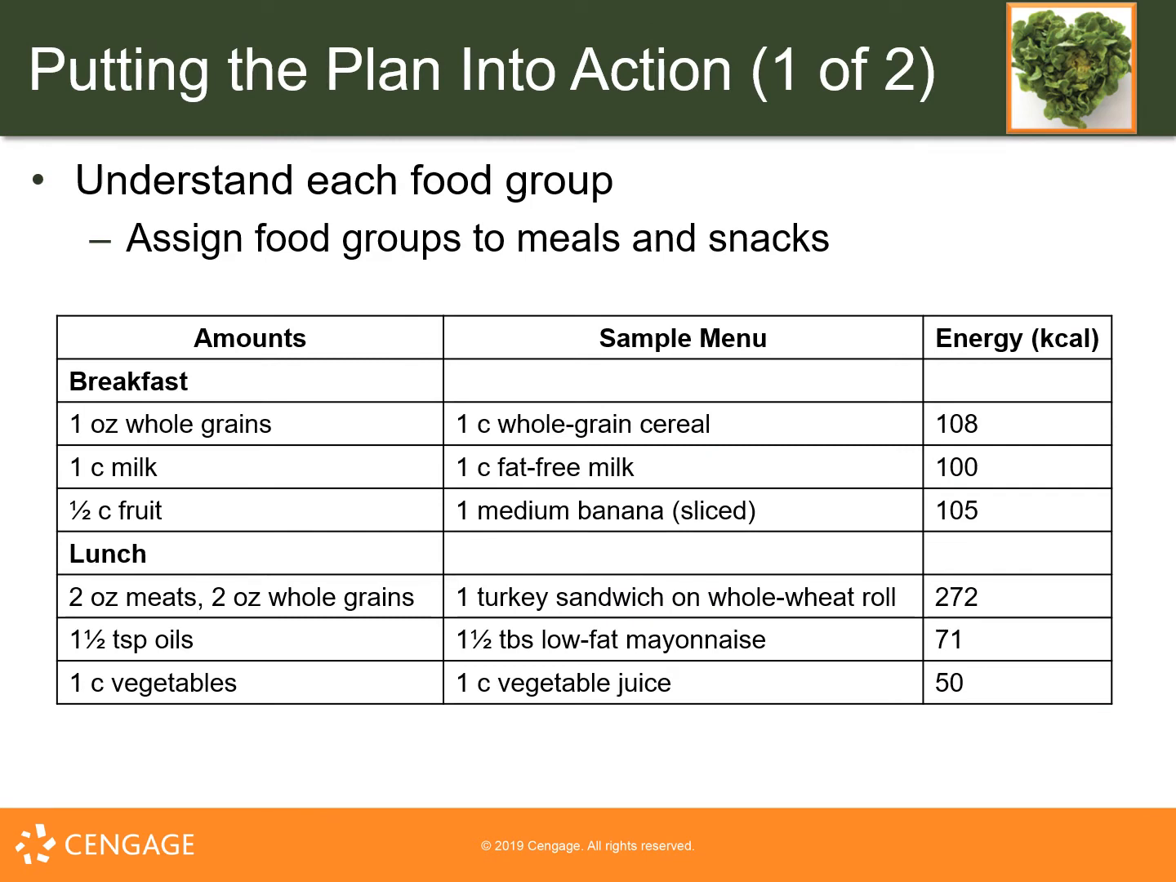Putting the plan into action. So here's an example of putting a meal plan into action. So you can see breakfast, you have the amounts. In this example, the goal would be to have 1 ounce of whole grains, 1 cup of milk, and a half cup of fruit. Putting that together would be choosing a whole grain cereal, choosing fat-free milk, and having a sliced banana. You can see there, they have a recommended number of servings of fruits, vegetables, grains, protein, and dairy based on your calorie recommendations. And this helps translate those food group recommendations into specific food items.